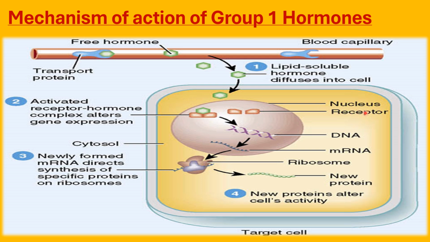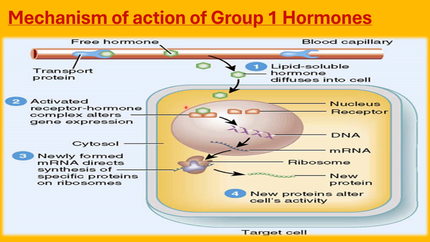Here in this diagram we have the nuclear receptor, so this hormone goes inside the nucleus by diffusing through the nuclear membrane and binds to its receptor. When it binds to the receptor, it forms a receptor hormone complex which binds to a specific region on the DNA known as the hormone response element.